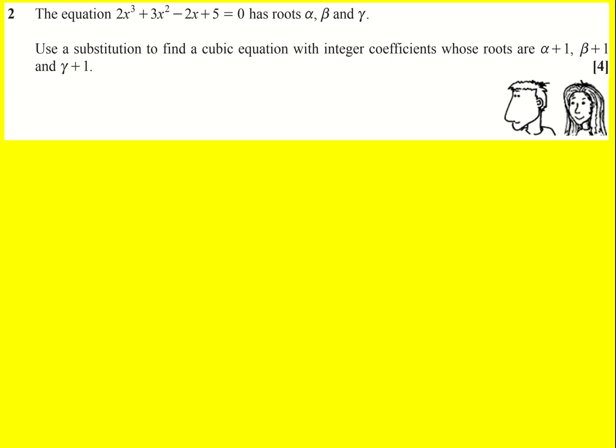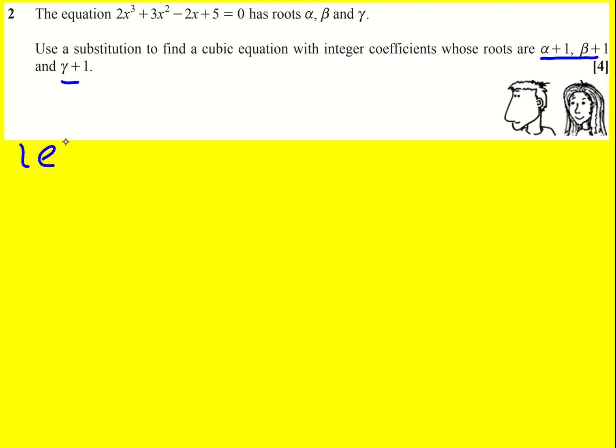We have a cubic equation here with some roots, alpha, beta, gamma, that's the standard notation, and we're asked to use a substitution to find a cubic equation with integer coefficients whose roots are one more than each of those original ones. Notice we don't care what the roots are, we just want to be able to find an equation with related roots. So here's what we can do.